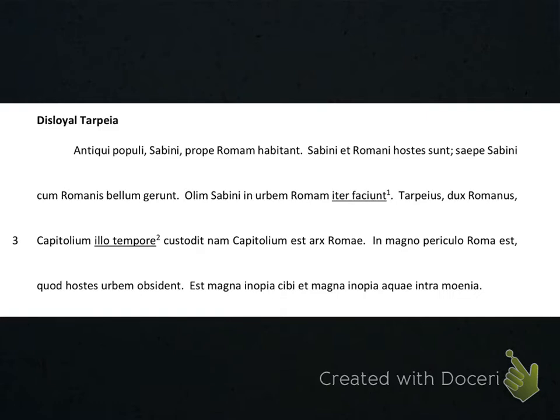Antiqui means ancient. I'm finding all of these vocabulary words on the vocabulary list that goes with the story. Every word in the story is on that list, and you are provided with the meaning of the vocabulary word that makes the best sense in the sentence.